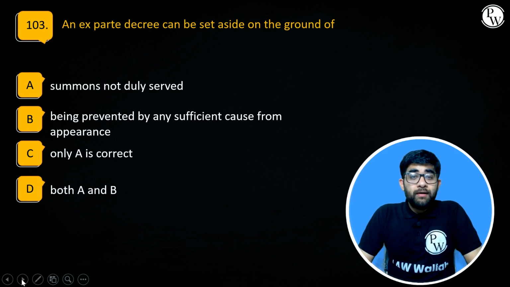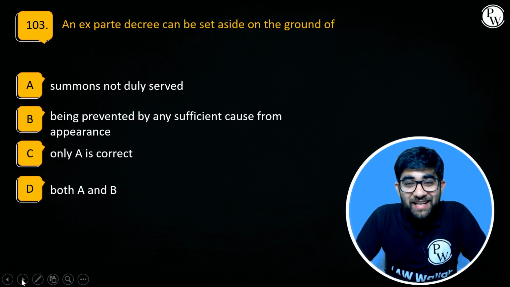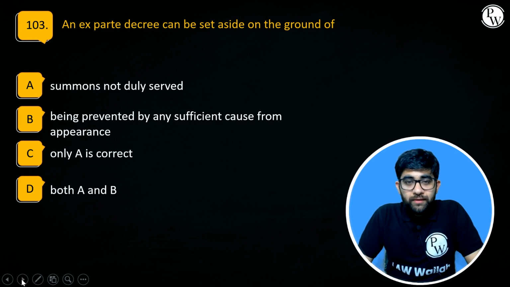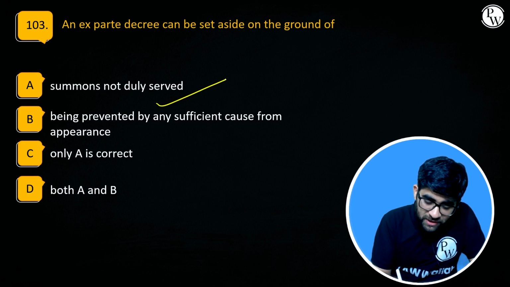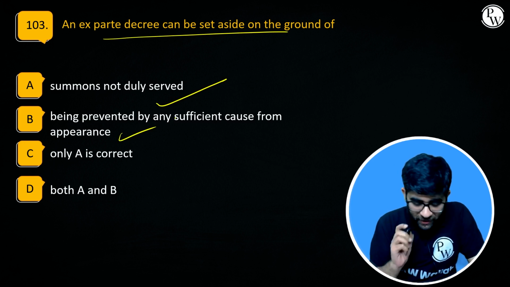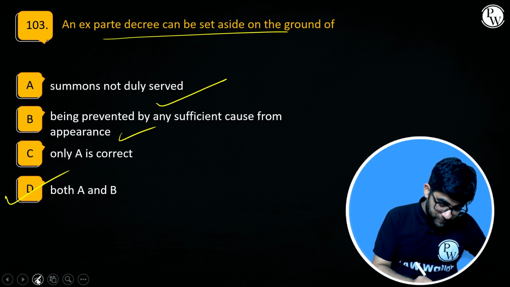Again, an ex parte decree can be set aside on the ground of summons not duly served, or being prevented by any sufficient cause from appearance. Only A is correct, or both A and B. Again, summons not served is a ground for setting aside of the decree. Prevented, again, is the same, a ground. Then the answer to this is D, both A and B.